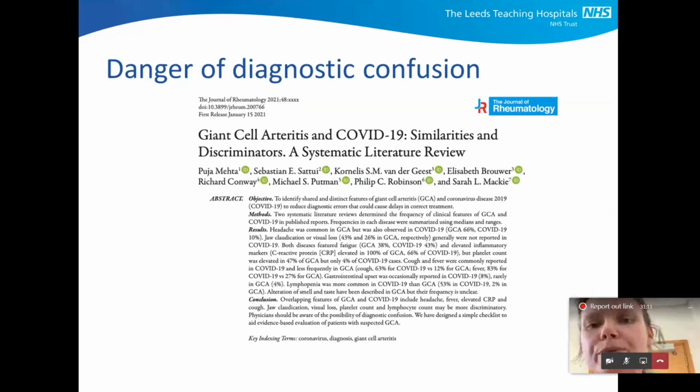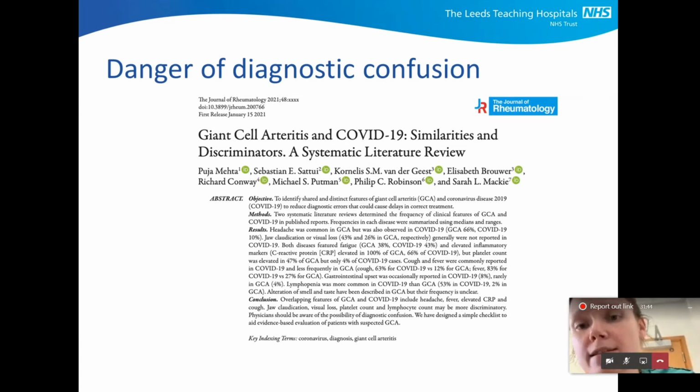We had a problem during the COVID outbreak in that the common symptoms of giant cell arteritis are headache, being unwell, being achy and having high inflammatory markers, and of course all these can be features of COVID as well. We did have some cases which came up with suspected COVID and actually had giant cell arteritis, and some patients who came up with suspected giant cell arteritis who actually turned out to have COVID. So we ended up doing a systematic literature review, which we ultimately got published, to compare the frequency of symptoms and signs and identify discriminating features.